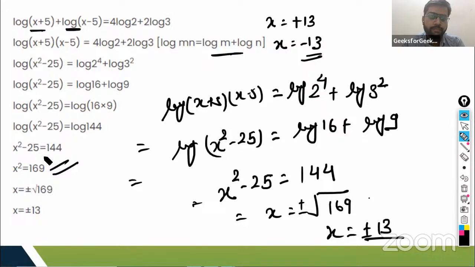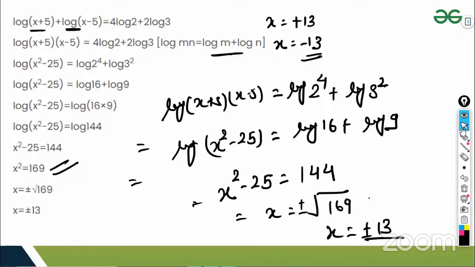Anyone? Sir, if it was minus, then we will get the imaginary number now. The square root of minus 1 is i. No, just tell me one thing.